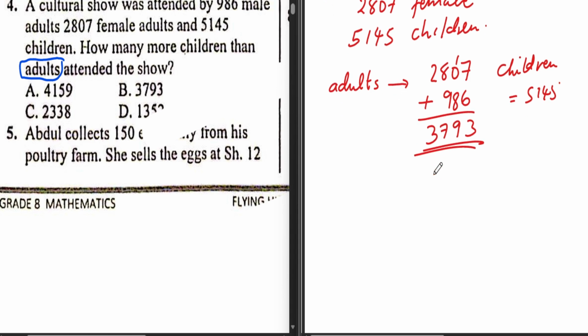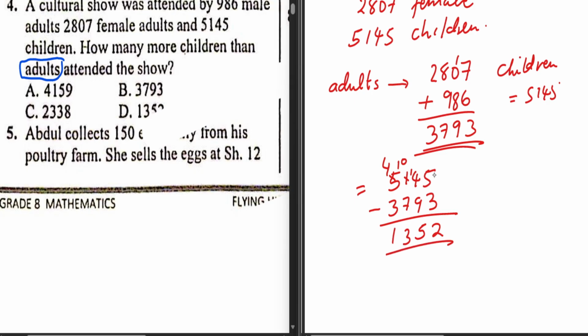You do subtraction here. We subtract 5,145 minus 3,793. 5 minus 3 gives you 2. Borrow 1 from 1, which remains 0. 14 minus 9 is 5. Borrow 1 from 5 to make 10, minus 7 is 3. 4 minus 3 is 1. So at the end of the day, this should be 1,352.